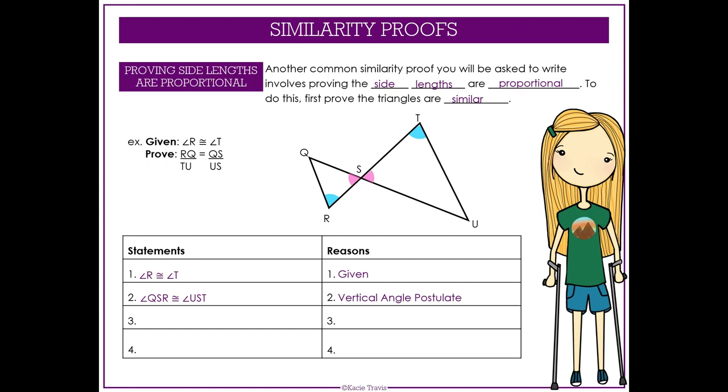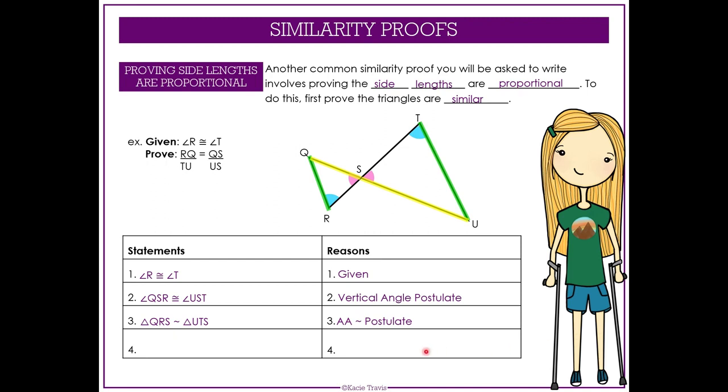We already got some of the stuff that we need to prove that these triangles are similar. So, triangle QRS is similar to UTS. That is because we got two sets of angles that are congruent. That's the angle-angle postulate. Now, we only got one line here, and that's what we're trying to prove. We're trying to prove that RQ matches up with TU and QS matches up with US.